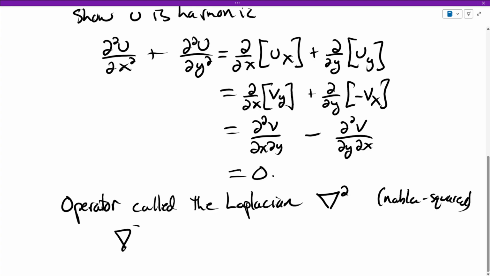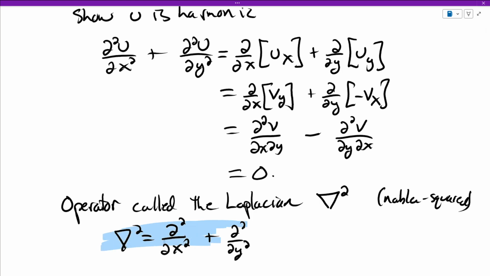What it is, is the operator that differentiates with respect to x twice and differentiates with respect to y twice and adds them together. So this quantity is what we do to our real and imaginary parts; we apply this operation to them. This is our operator that operates on our real and imaginary part. This is called the Laplacian.